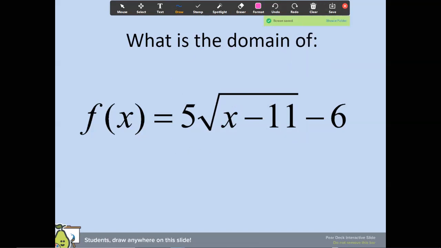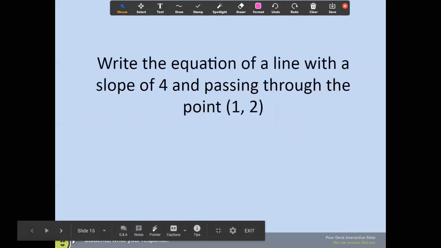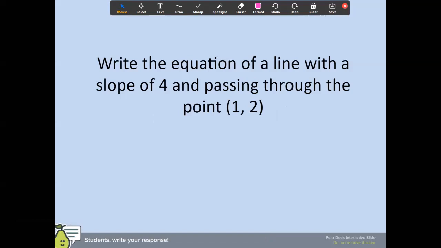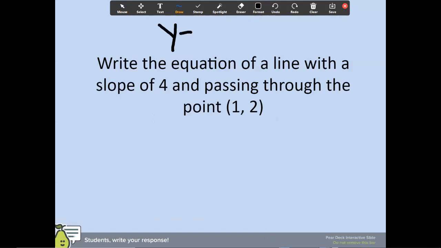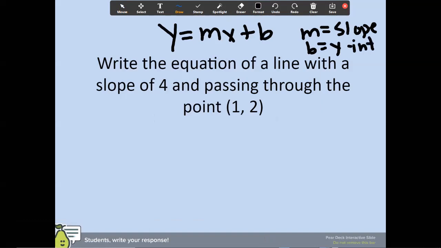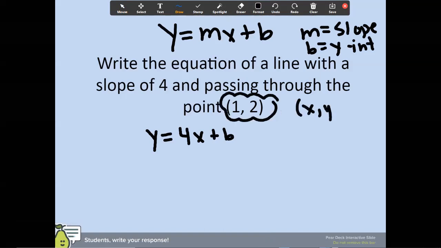Okay, next one. Write the equation of a line with a slope of 4 passing through the point 1, 2. For this, we need to remember the general equation of a line. I know it's been a while since Integrated 1. y equals mx plus b, something you've got to know, where m is our slope and b is our y-intercept. So I'm going to have y is equal to 4x plus b, and then I can put this point in for my x and y to find my b.